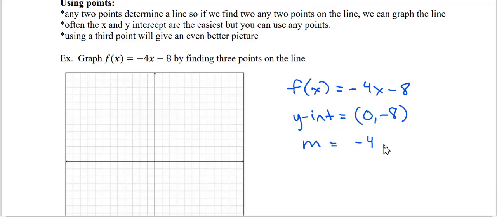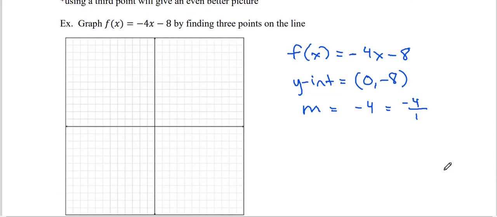is negative 4. And I'm going to think of that negative 4 as negative 4 over 1. The reason that is helpful is because I have a point on the line, that y-intercept, so I can plot that. 1, 2, 3, 4, 5, 6, 7, 8 down here. So we're there. I'm assuming a scale of 1 here on this set of axes. And then we are going to use this slope.